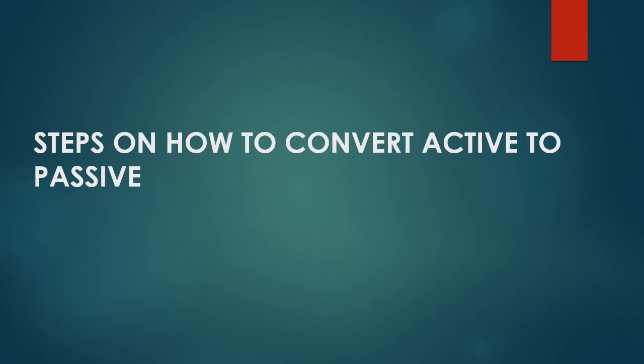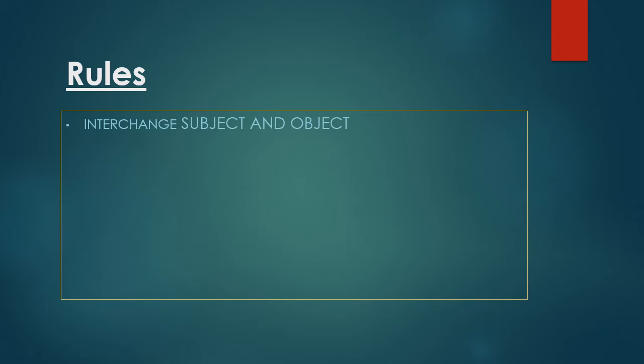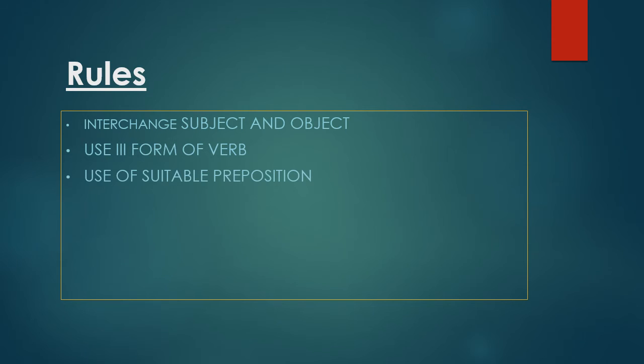Now we will discuss the steps on how to convert an active voice to a passive voice sentence. There are three basic rules. First one is interchange the places of subject and object. Use third form of verb. Whatever we are using in active voice, either first, second or third form, we will always use third form of verb in a passive voice sentence. And use of a suitable preposition.